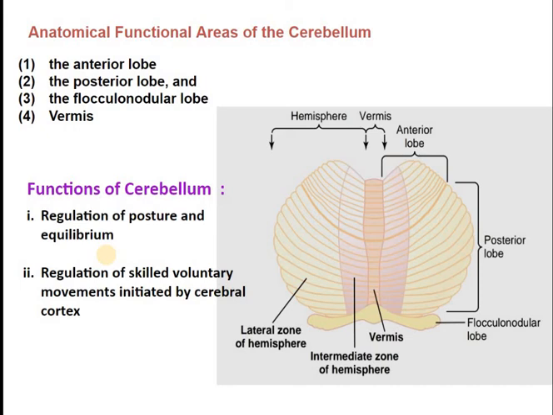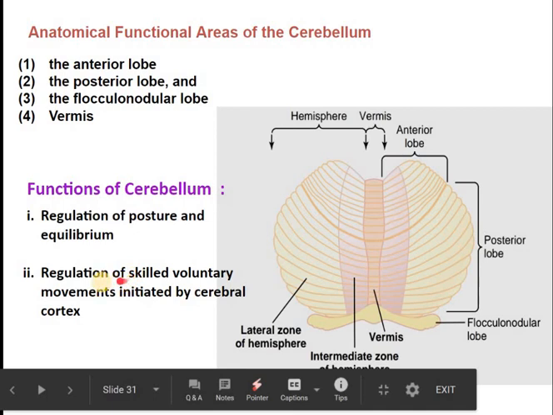If it is damaged, your maintenance of posture and equilibrium may be affected. For that reason, for the maintenance of posture and equilibrium, we need the help of the cerebellum. So whatever stimulus is coming from the cerebral cortex is finely tuned by the cerebellum for the maintenance of the posture. Clear? Yes, sir.